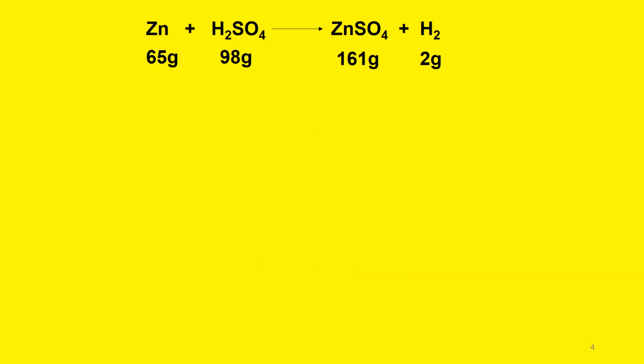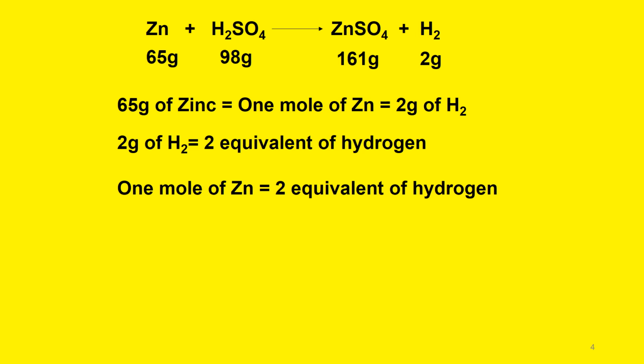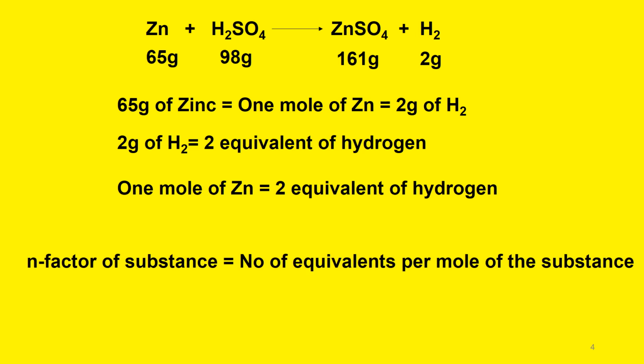In this reaction, 65 grams of zinc are equivalent to 1 mole of zinc and it evolves 2 grams of hydrogen. Therefore, 1 mole of zinc is equivalent to 2 equivalents of hydrogen. When oxygen, chlorine or hydrogen is involved in this type of reaction, the N factor is defined as the number of equivalents of hydrogen, oxygen or chlorine that are reacted or evolved per mole of substance. Therefore, the N factor for zinc is 2.